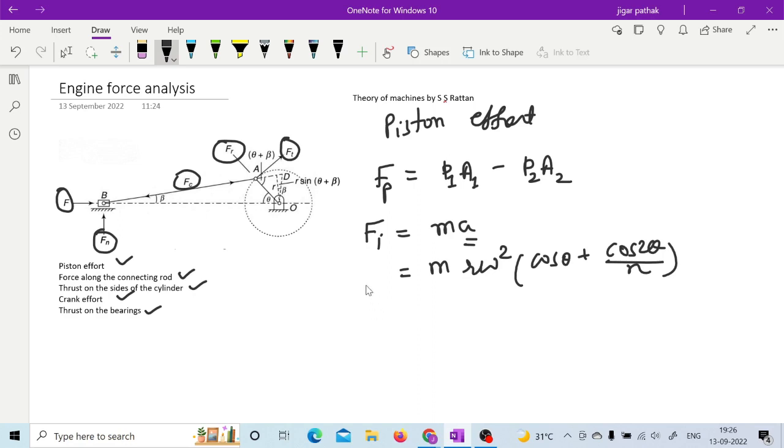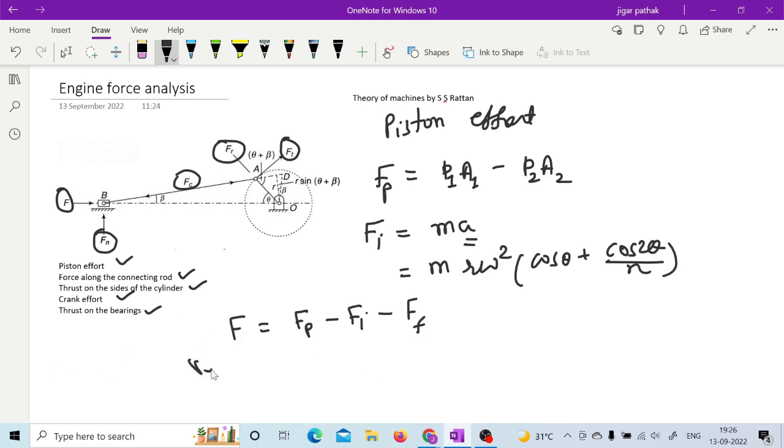So if you try to write the net force acting on this piston, that is this force due to that pressure minus this inertia force. This is how you can calculate the piston effort, right? But apart from this, sometimes if you consider the frictional force, then that frictional force will also be subtracted from this force due to pressure on the piston, right? As inertia force is acting opposite to it, the frictional force will also act opposite to it. Now this is how you can calculate the piston effort.